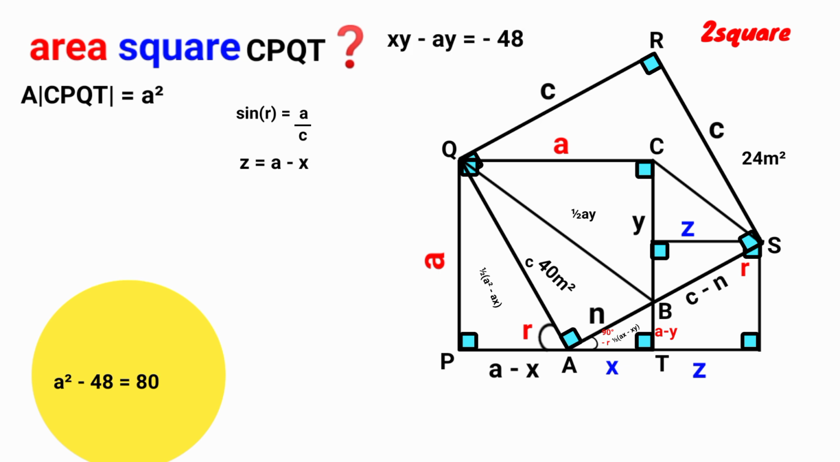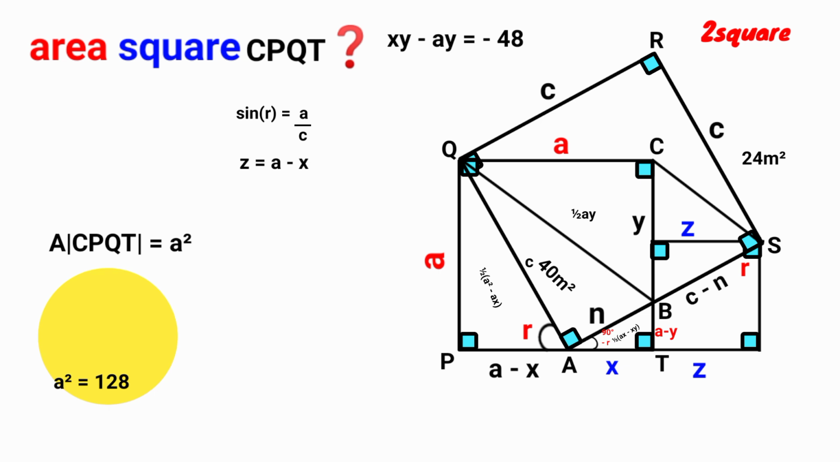Add 48 to both sides. Here minus 48 plus 48 is 0, while here 80 plus 48 is 128. So a squared equals 128. Come here, replace this a squared with 128. So the area of square CPQT, which you are asked to calculate, is 128 meters squared.